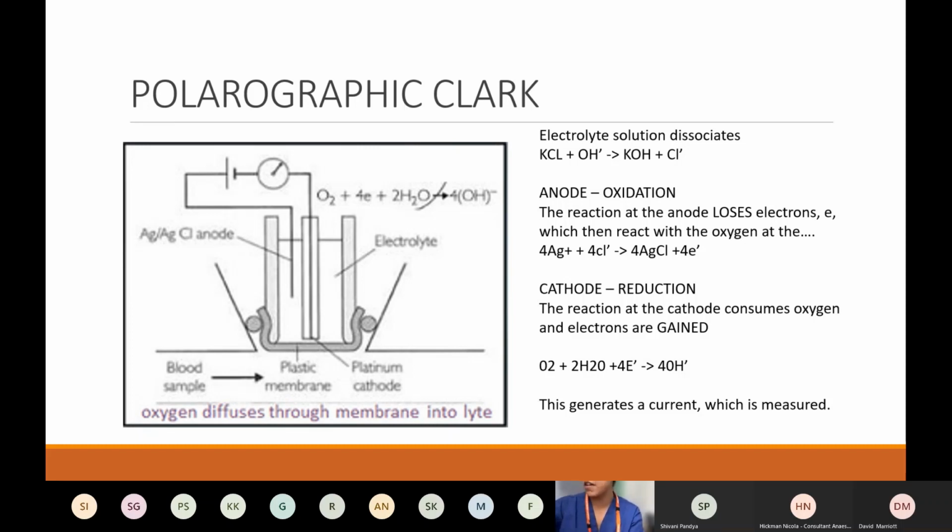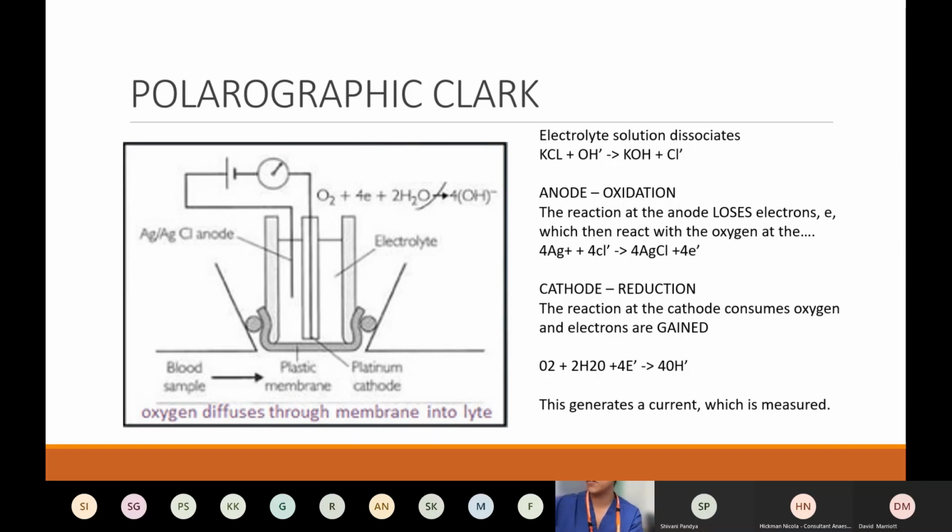So at the cathode, there's a reduction reaction. And if you remember back to A-level chemistry, oxidation is loss of electrons, so oil, and reduction is gain, so gain of electrons, so oil rig was the mnemonic that we learned at school. So there's a reaction that happens, which I've written down there. So oxygen plus water plus electrons gives you hydroxide ions.